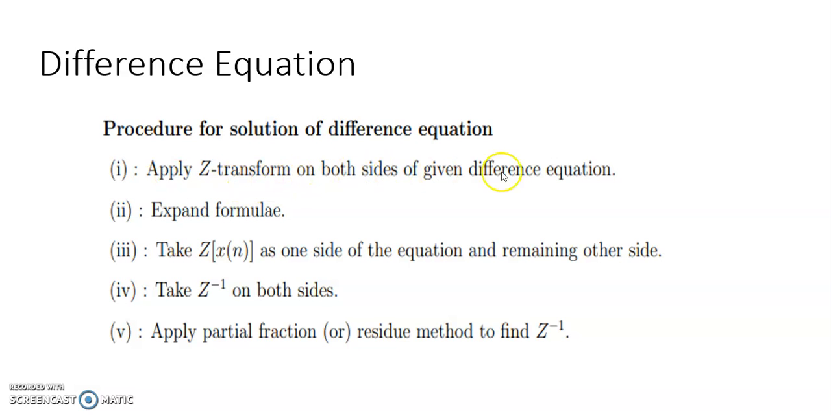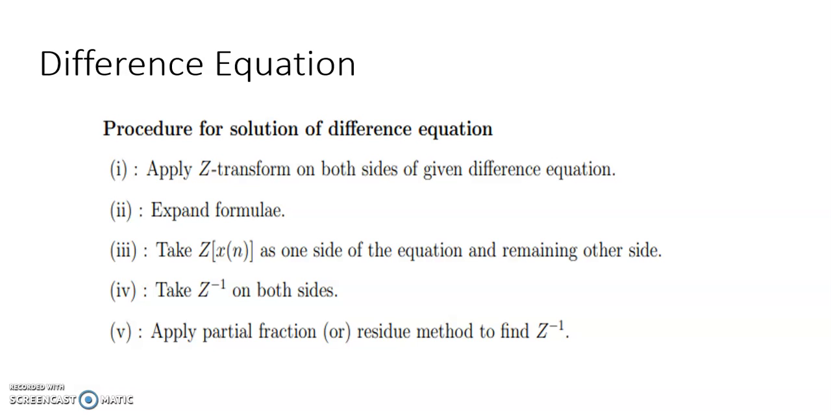Apply Z transform on both sides of the given difference equation. Expand the formula. Take the Z transform terms on one side of the equation and the remaining terms on the other side. In the last step, you take the inverse Z transform, so the answer will be in the form of x of n. Apply the partial fraction method, or any other method you know, to find the inverse Z transform. This is the generic method.